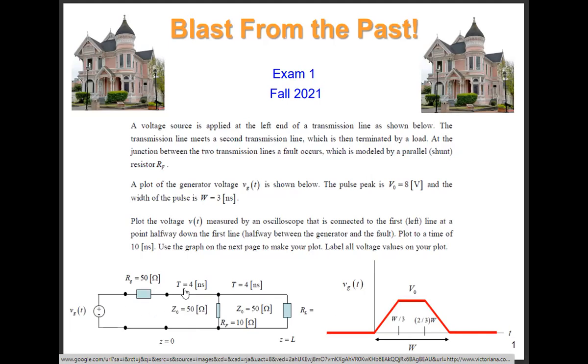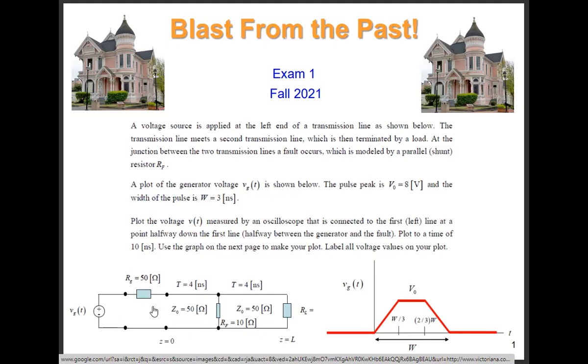And again, you have line 1, line 2, and then you have this fault here. So both lines are 50 ohms, and it's supposed to say the load resistor is also 50 ohms. But then you get this parallel resistor here of 10 ohms, modeling the fault on the line.